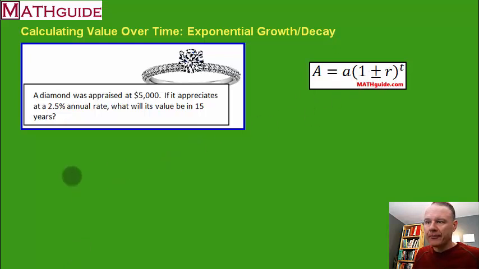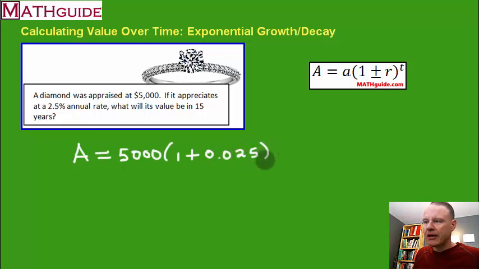So again, I've got my formula. So I'm going to throw into the formula what I know. So A, or big A, is the final amount. That's what I'm interested in. So I'm going to plop in $5,000 for its current value. It's appreciating, so I'm going to put a plus. I'm going to put in the rate, so 2.5% means 2.5 divided by 100, or 0.025. Okay, and of course time is 15, and our units match. This is an annual rate, and of course time is in years, so our rate and time are synced up.